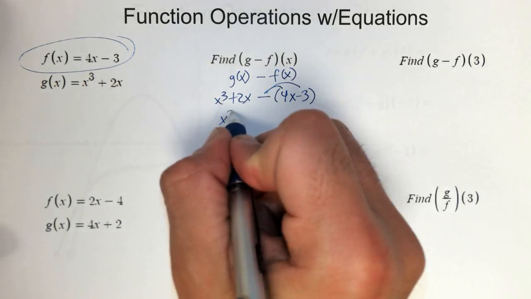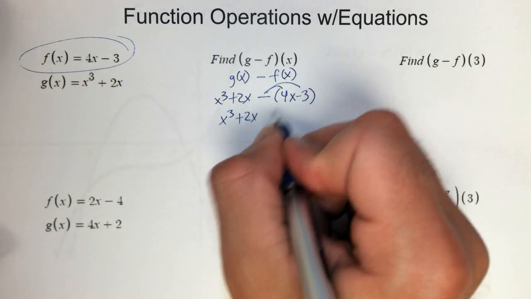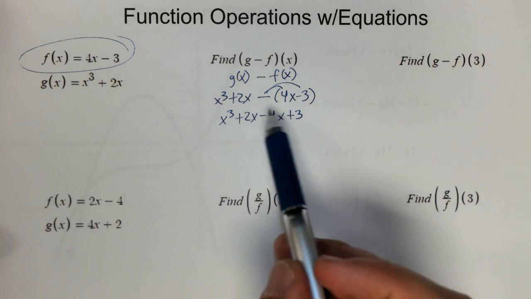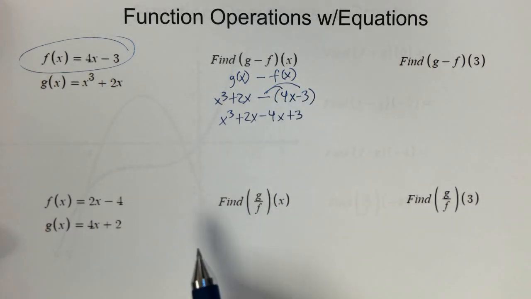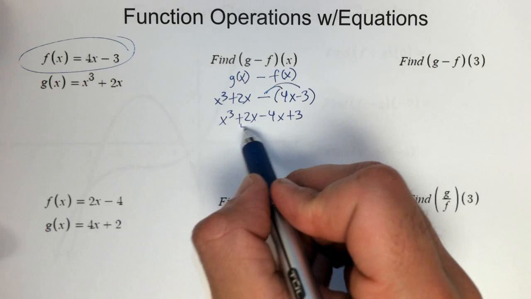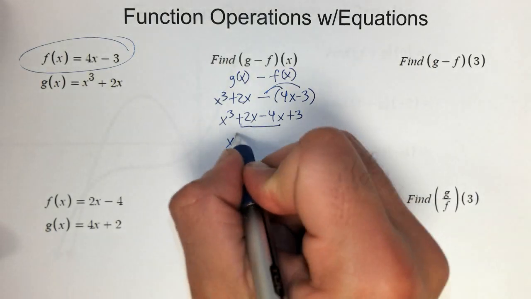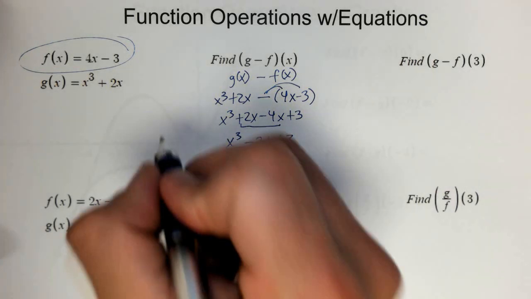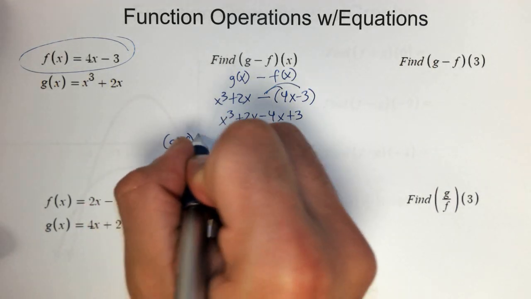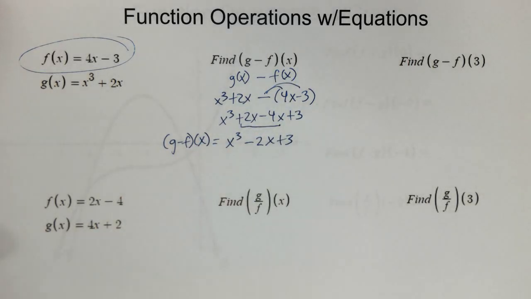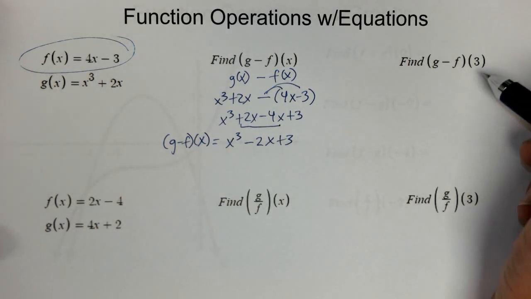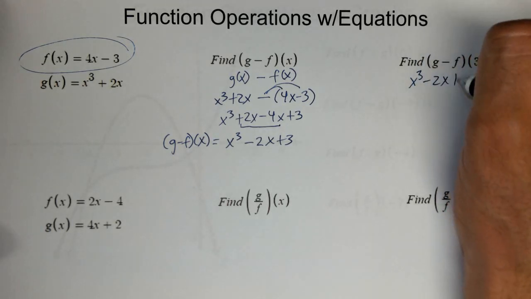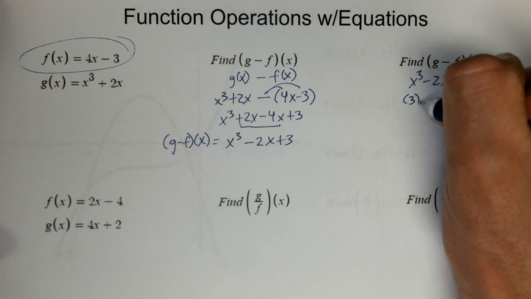All right, I got x cubed plus 2x minus 4x plus 3. Right? A negative times a negative is a positive. And now I can combine like terms, which are these numbers. I get x cubed minus 2x plus 3. This is my new function of g minus f of x. Now with my new function, I want to know what is the value at 3. So let's plug it in. Plug it in here. Plug 3 in for every x value.